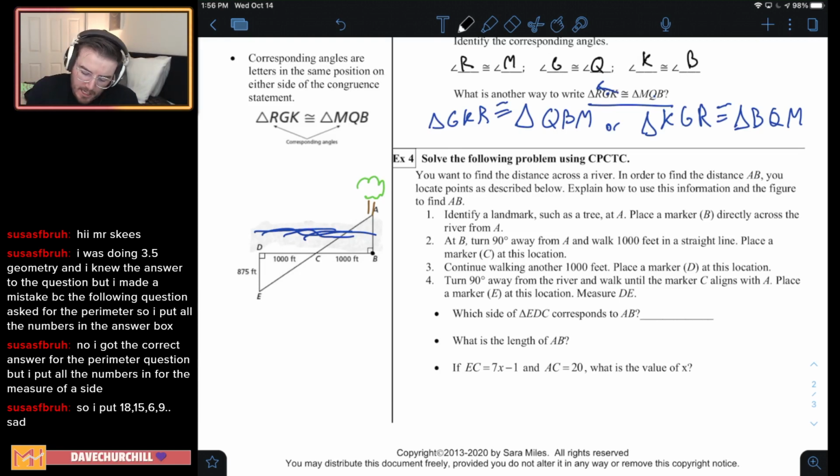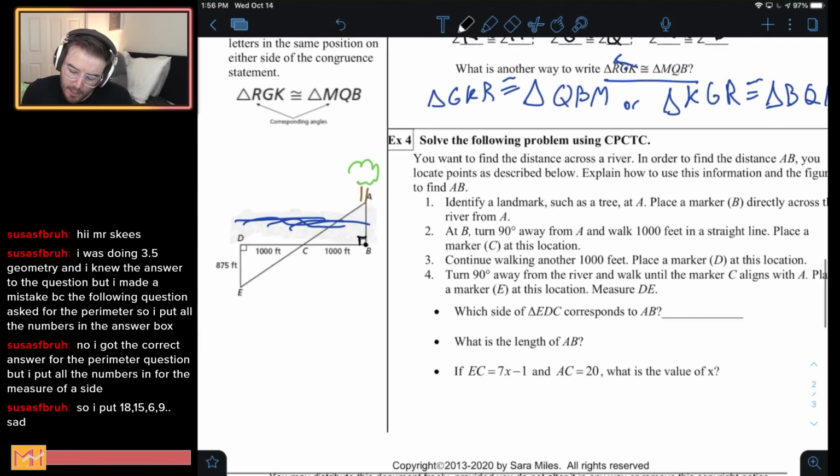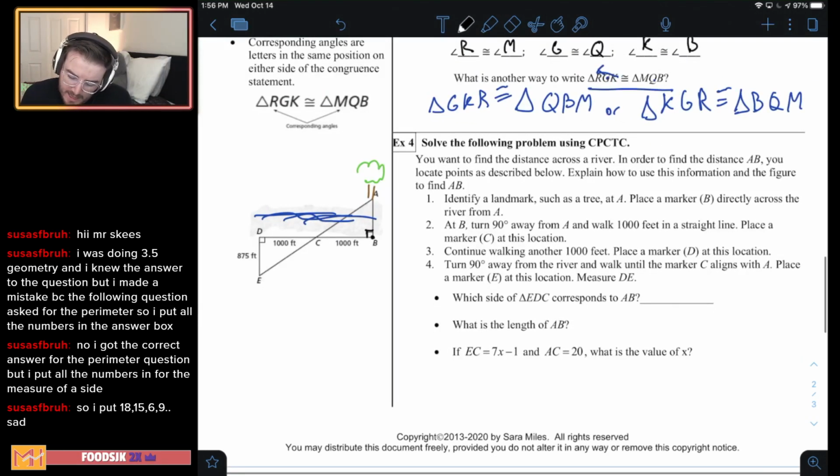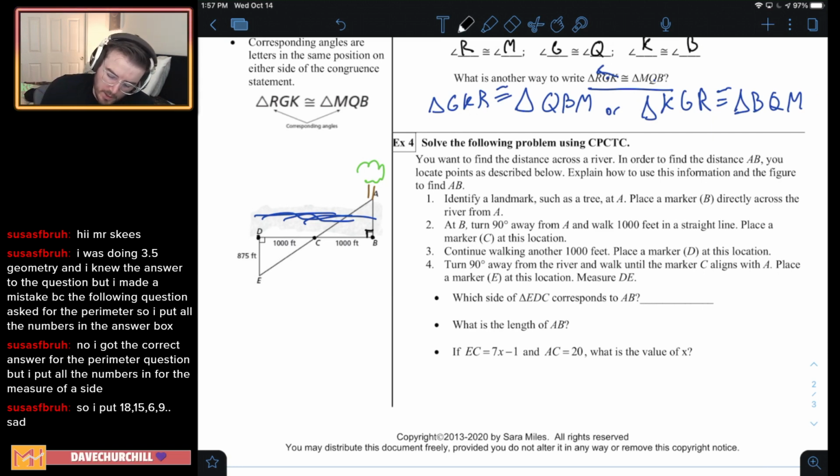At B, turn 90 degrees, which we did. There's my right angle. Away from A, walk 1,000 feet in a straight line. Place a marker C. Continue walking another 1,000 feet. Place a marker D. Turn 90 degrees away from the river and walk until C aligns with A. So we walk, and then we turn and look, and we're like, oh, this C and A are lined up. So place a marker there at E.